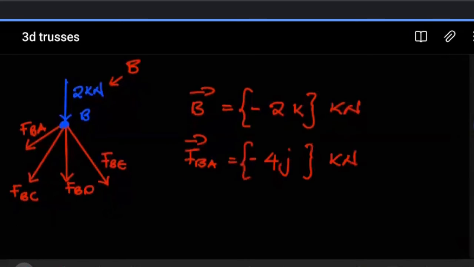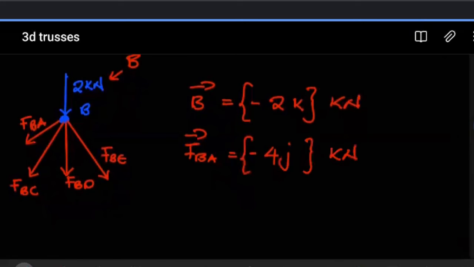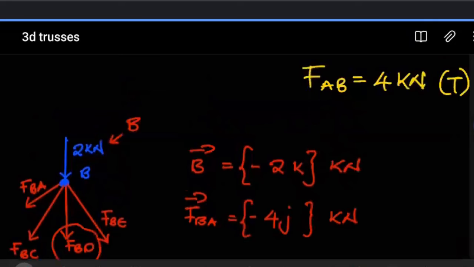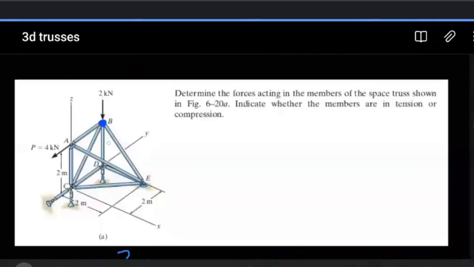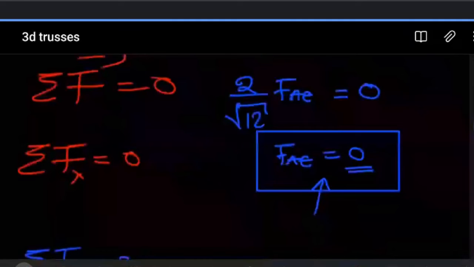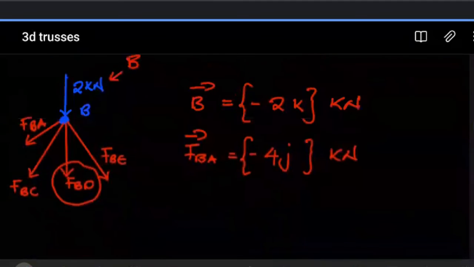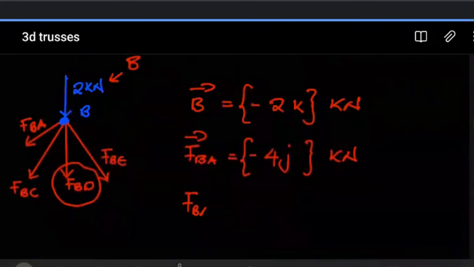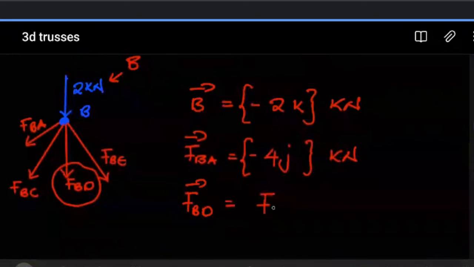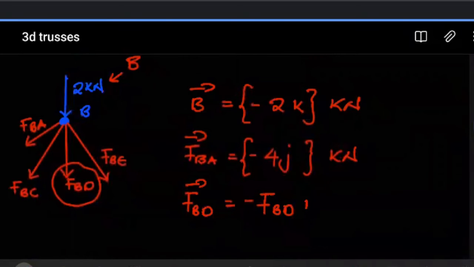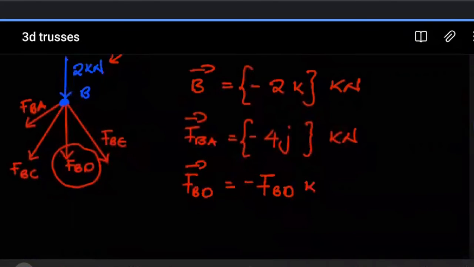Okay, next up, let's look at the others. Well, FBD seems to be the easiest one to account for because FBD is just going straight downwards. So because of that, we can easily assign it something there. So we have BD, and that is coming out as FBD. And since it is going down, we'll give it a minus there, and it is in the vertical axis, so it's in the K direction. Okay, so that sorts out everything else except these two.